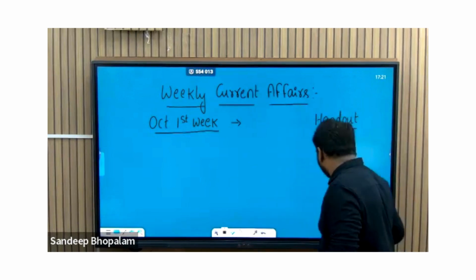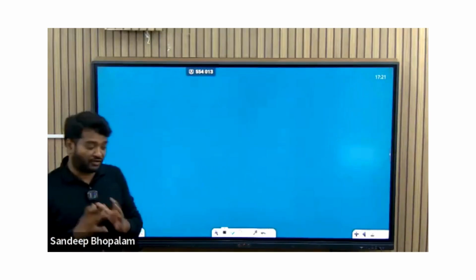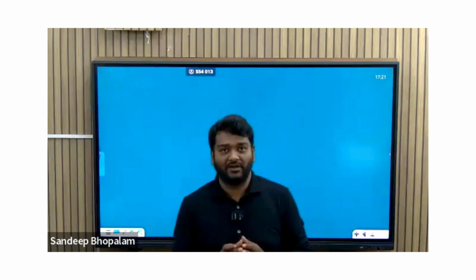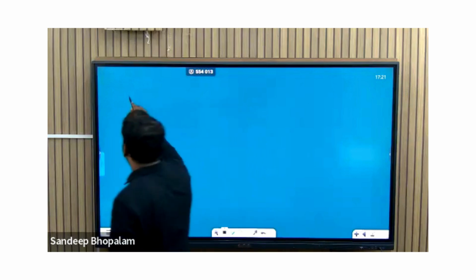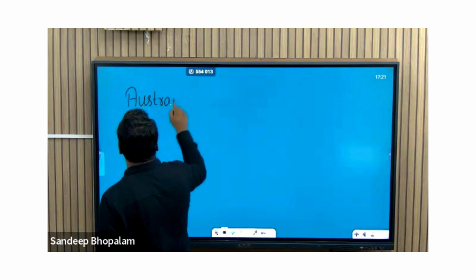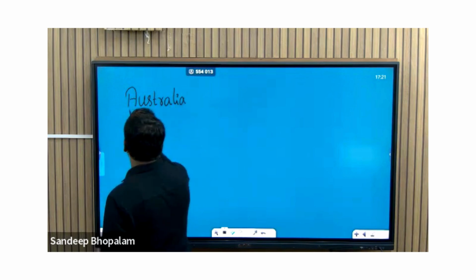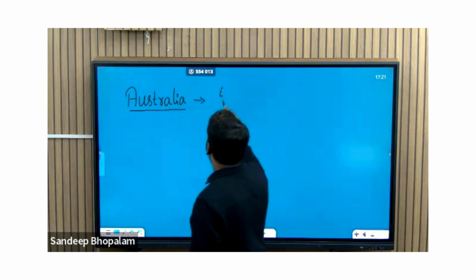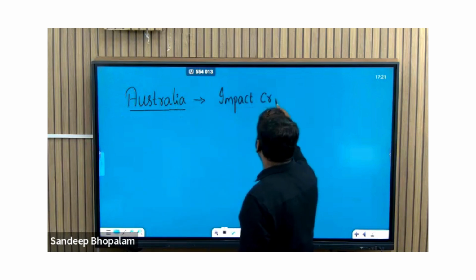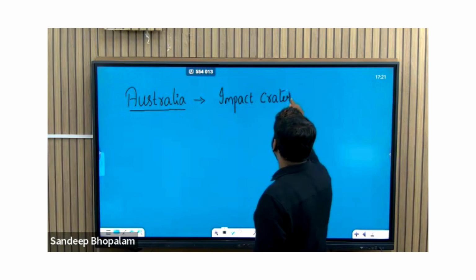Anyways, leave all this. Let's begin with the topic. The first major topic in the month of October, which was a very, very essential thing for the world, was with respect to Australia. Now, in Australia, they actually identified a crater called an impact crater.